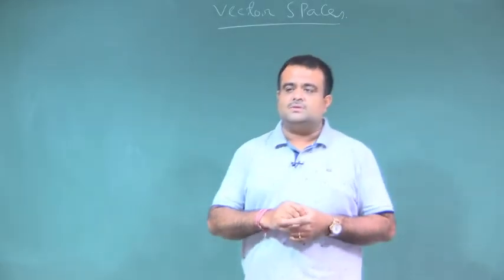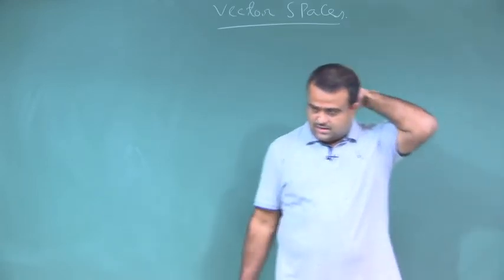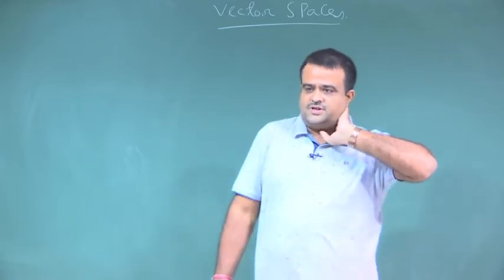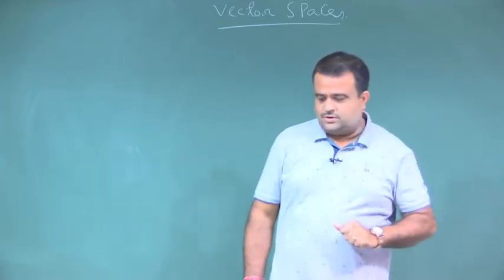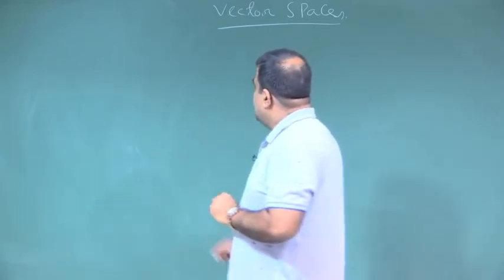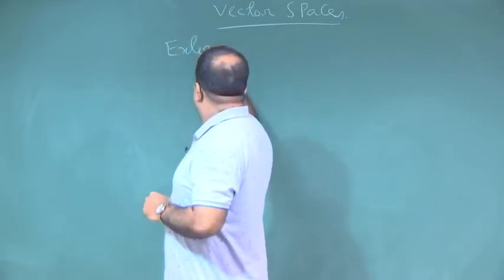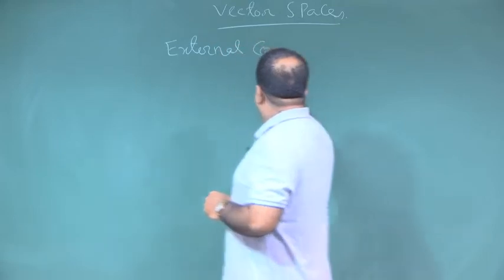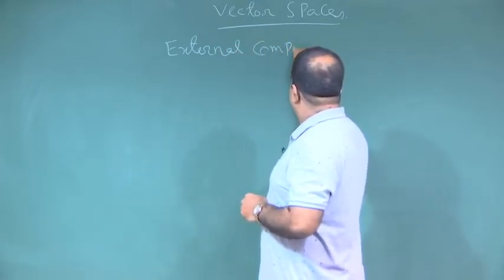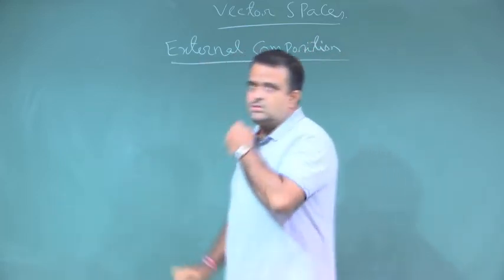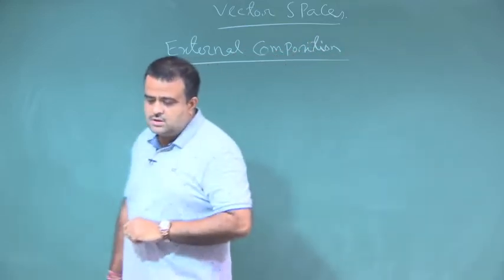Okay, good day everybody. So, we will start the linear algebra. We will start with the vector space, the definition of a vector space. For that we need to define an external composition, or external operations. So, what is the external composition?